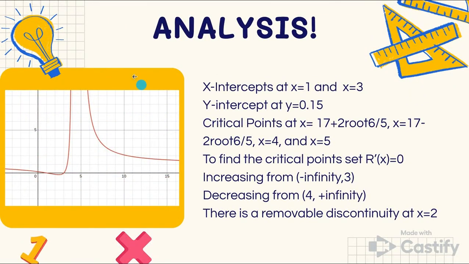So here's my graph again from Desmos. There's x-intercepts at 1 and 3, a y-intercept at 0.15, which you see here, and then the critical points are x equals (17 plus 2 root 6) over 5, x equals (17 minus 2 root 6) over 5, x equals 4, and x equals 5. To find these critical points, I set the derivative equal to 0 and solve for x.